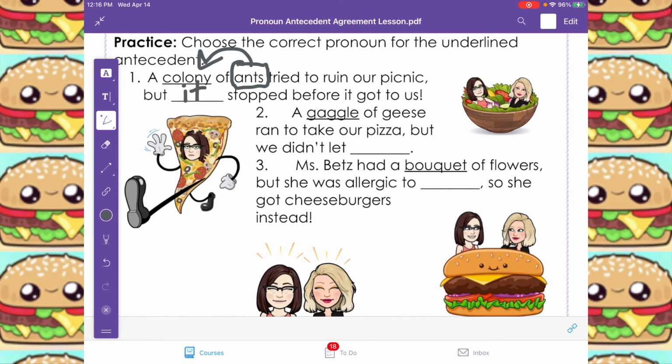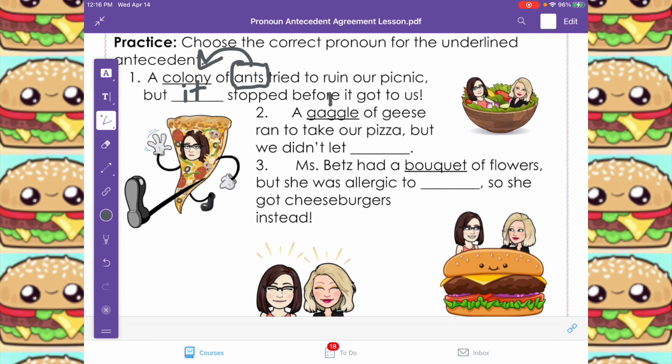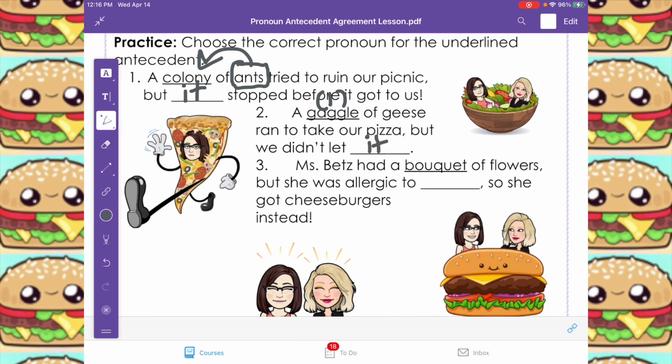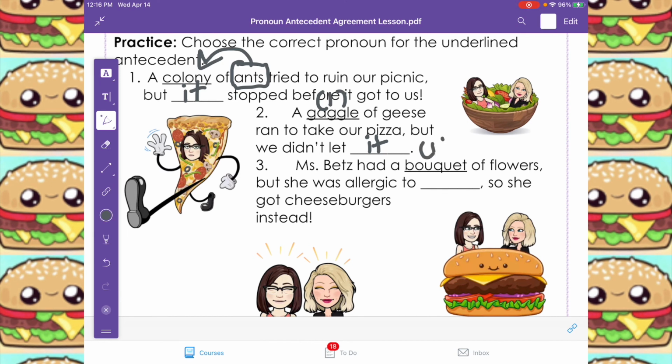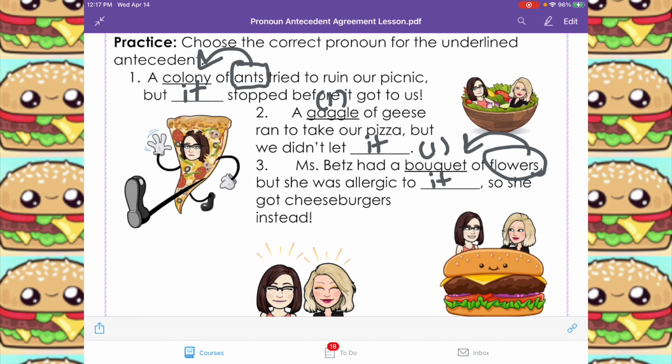Did you know a group of geese is called a gaggle? A gaggle of geese ran to take our pizza, but we didn't let... How many gaggles of geese? One. The last one. Miss Betts had a bouquet of flowers, but she was allergic to blank, so she got cheeseburgers instead. How many bouquets? One. Even though this says flowers and it's plural, it's part of the bouquet, and it's functioning as one unit, which makes it singular.